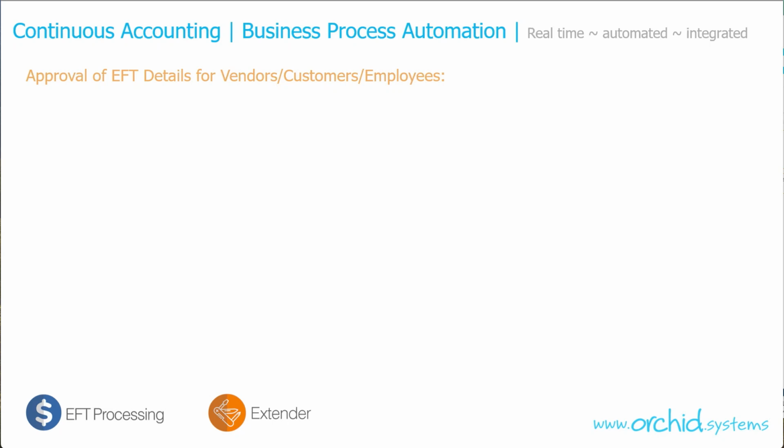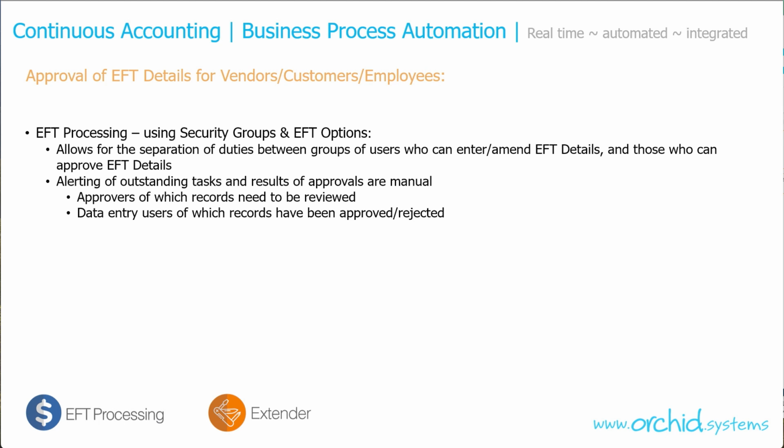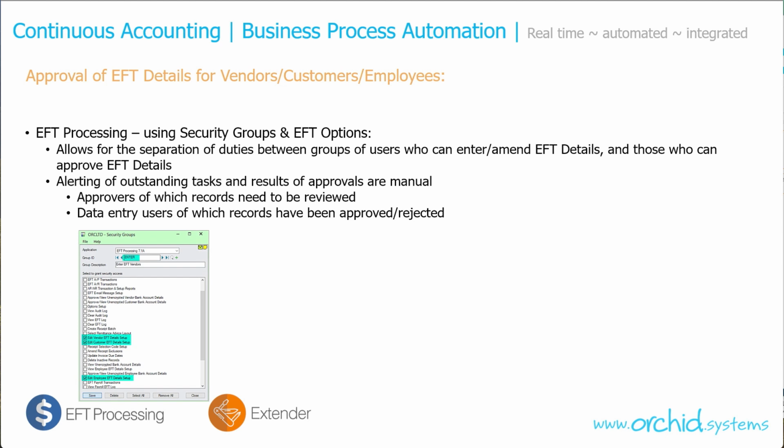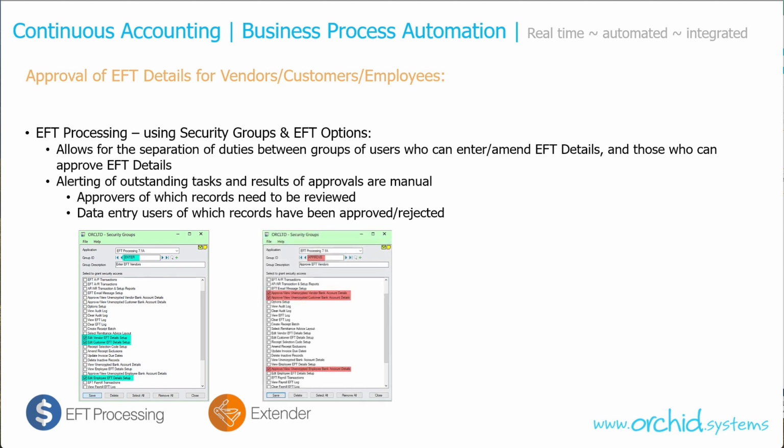In terms of continuous accounting, business process automation to ensure timeous action is really important. And one of the important business processes is the approval of EFT details for vendors or customers or employees. EFT processing, using security groups and EFT options, allows for the separation of duties between groups of users who can enter and amend the EFT details and those who can approve the EFT details.